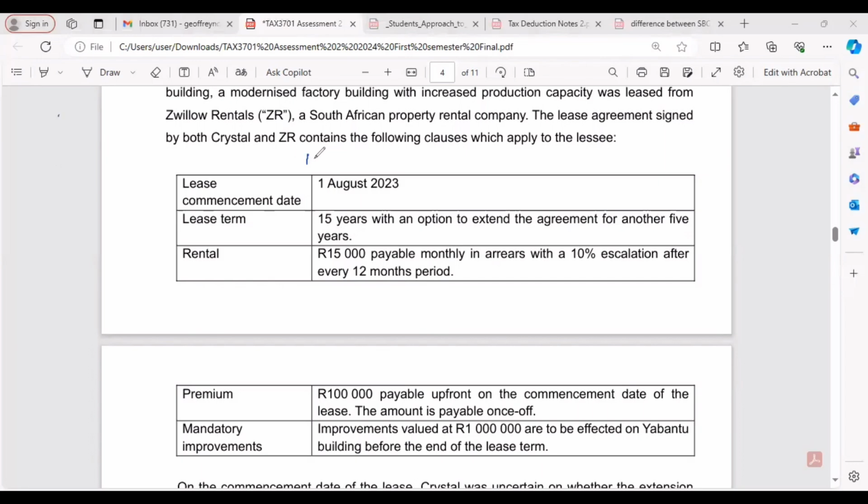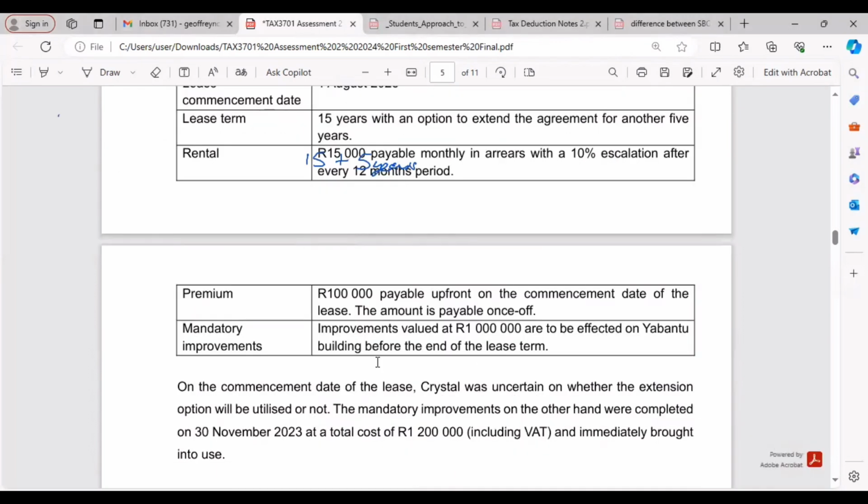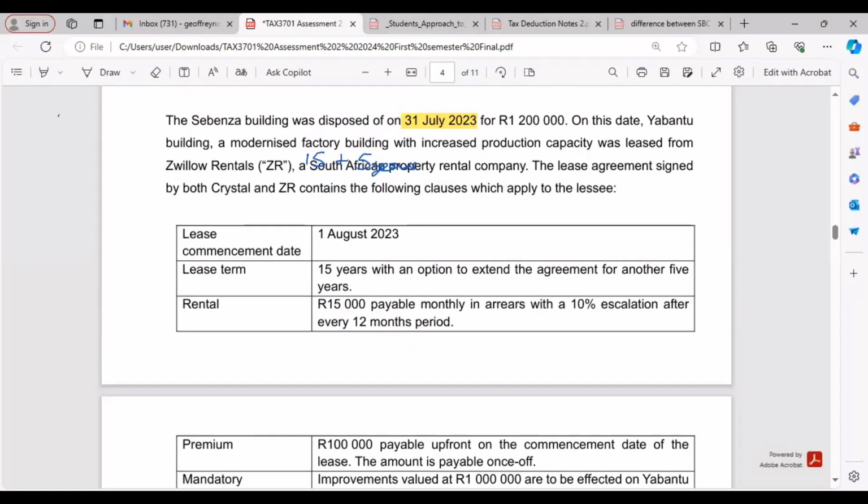So here they said 15, then we have an option of what? Plus 5. But you only add the plus 5 if you are certain that you are going to take the extra 5 years. So the information will tell us. On commencement date, Crystal was uncertain on whether the extension option would be utilized or not. So if you're not certain, don't add it.